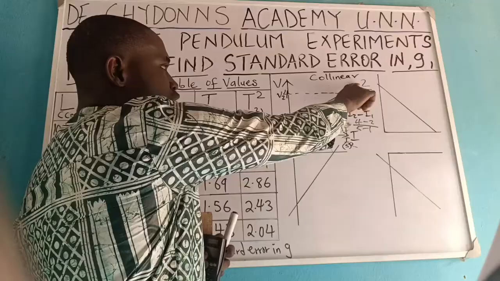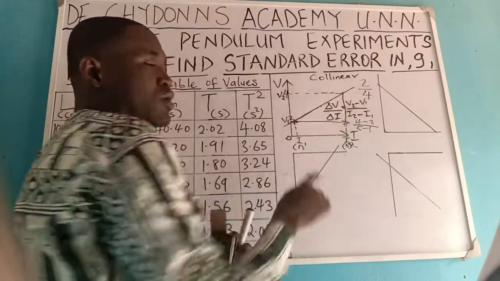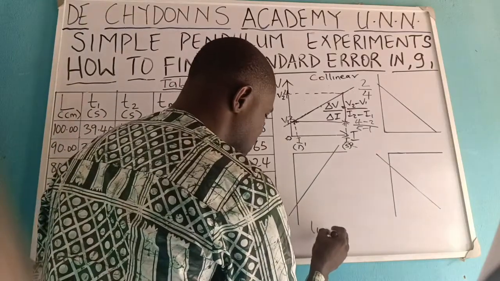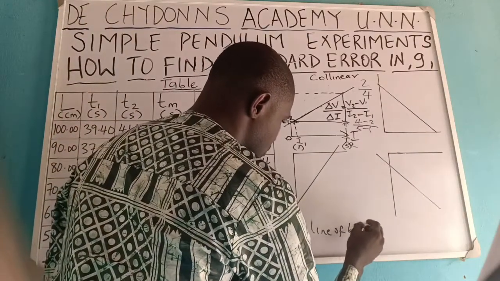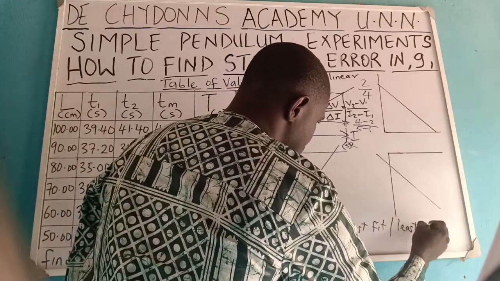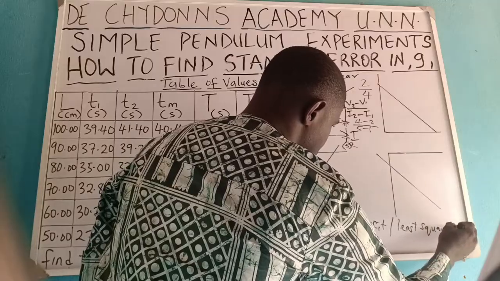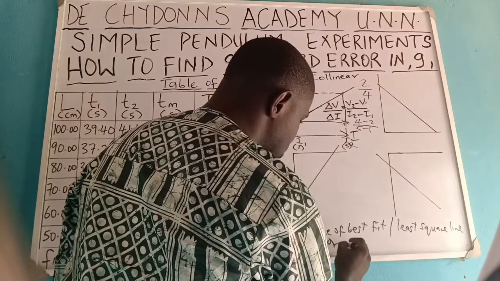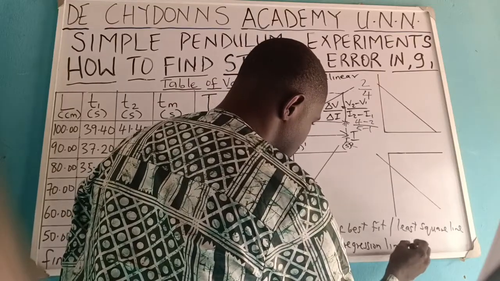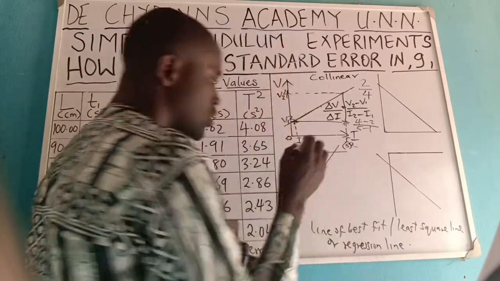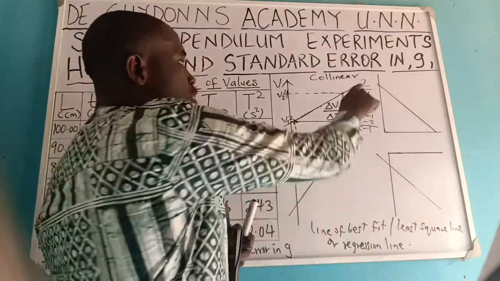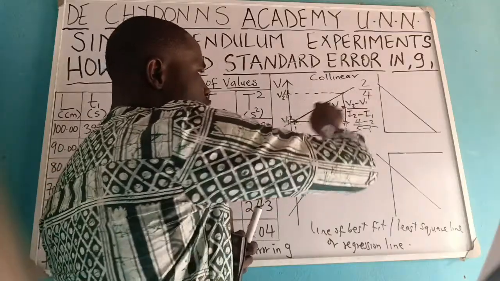That is words we can use to call this line. Line of best fit, or least square line, or regression line. Okay, so they are synonymous. They are pointing at what? This straight line you draw.